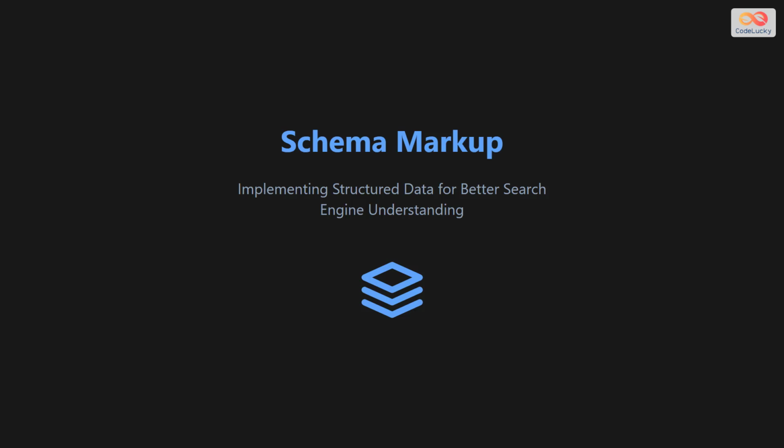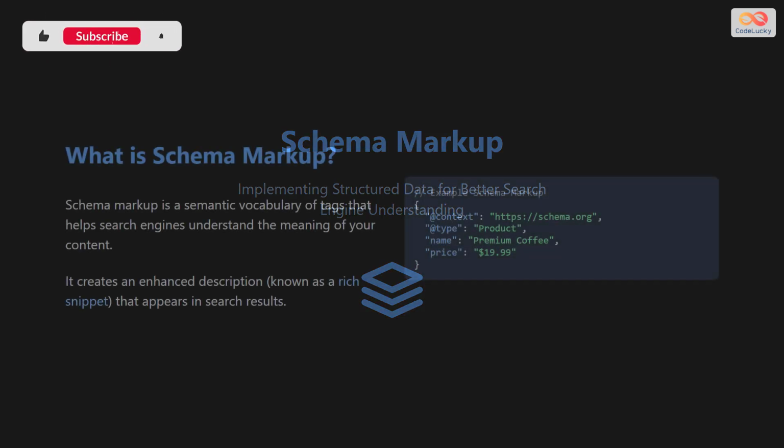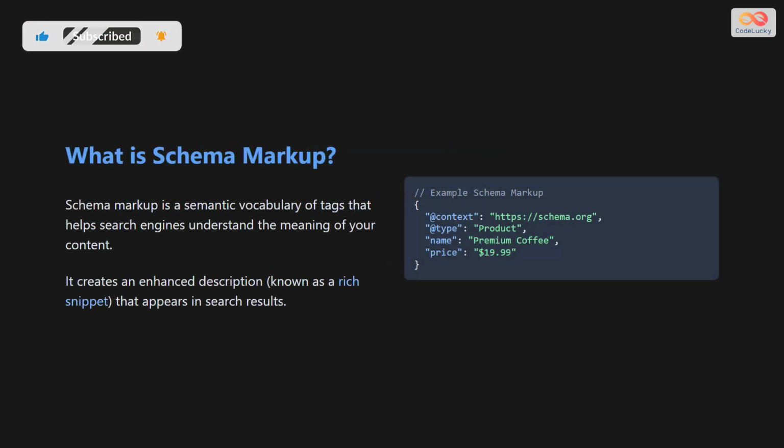This presentation is about Schema Markup. Schema Markup involves implementing structured data to help search engines better understand the content on your website. Schema Markup is a semantic vocabulary of tags that helps search engines understand the meaning of your content. It creates an enhanced description known as a rich snippet that appears in search results.